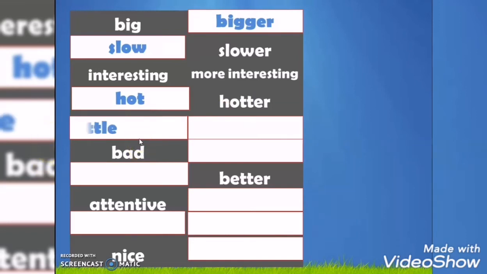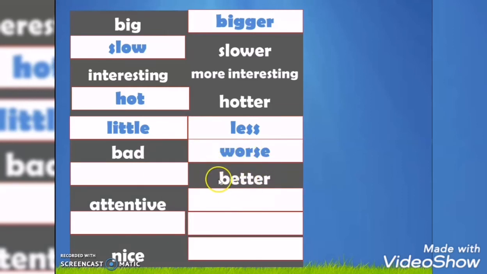Now let's see this word. What is it? Little becomes less. Oh, it changed. Little becomes less. For the word bad, it becomes worse. And for the word better, here it is in the comparative form. But I can't say, for example, Muhammad is gooder than Yusuf. Instead of using the word good, I use the word better.